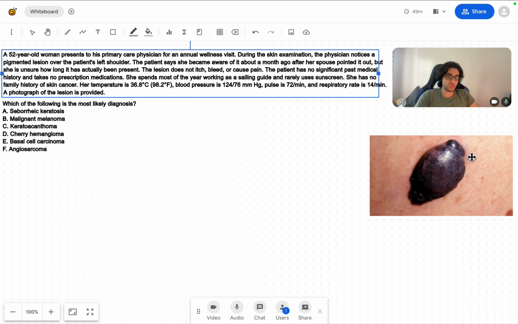F, angiosarcoma. Angiosarcoma, similar to D, is bright red, and our condition is not bright red. And also, angiosarcoma is common in patients who have previously received radiation therapy, and we don't know that about our patient. So I'm not going to go with F either, and the correct answer choice is B, malignant melanoma.